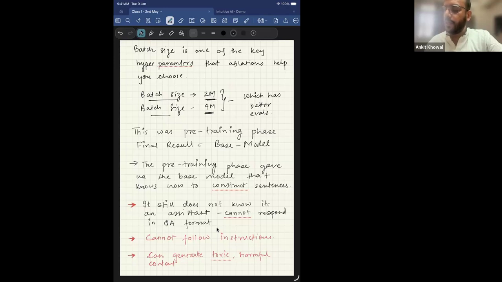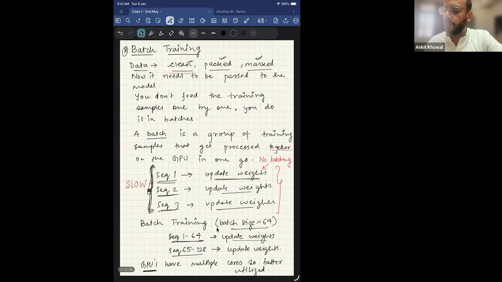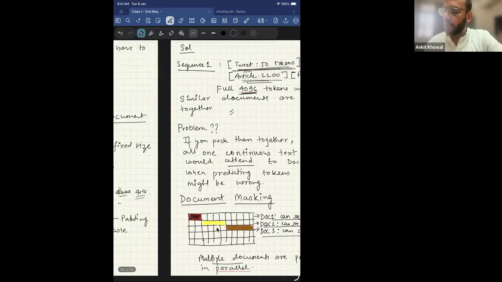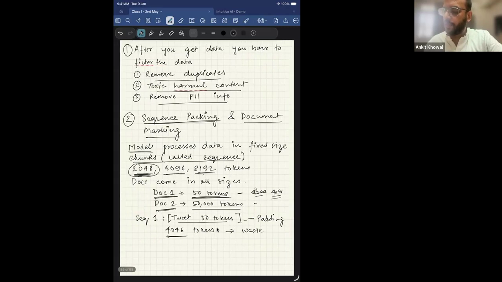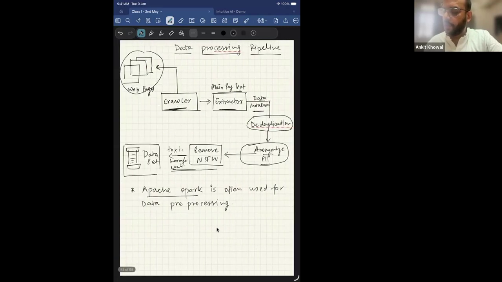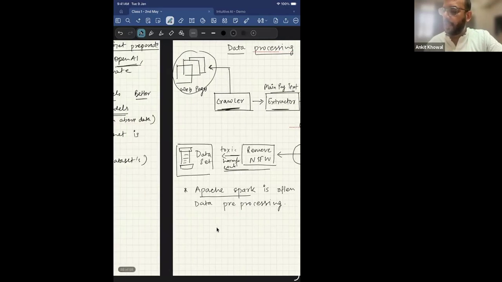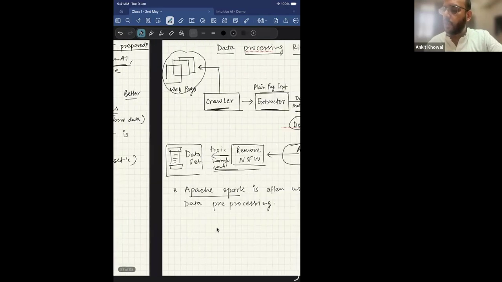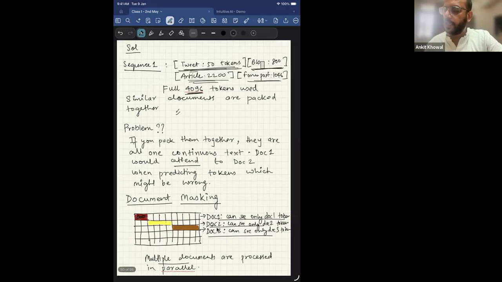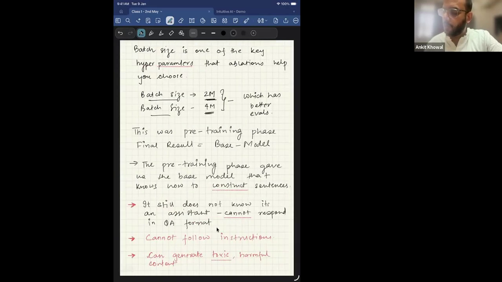Now, this was all that we do during the pre-training phase. What did we learn? First, the batch training. Then we saw sequence packing and document masking. We looked into the data processing pipeline, and then evals. So all these things we have to design, and these are a part of the pre-training phase of the model, right?